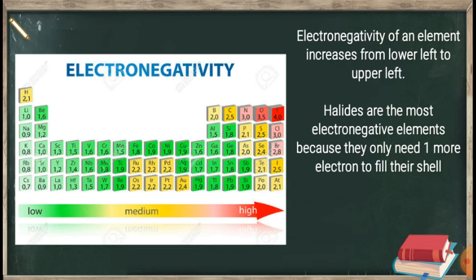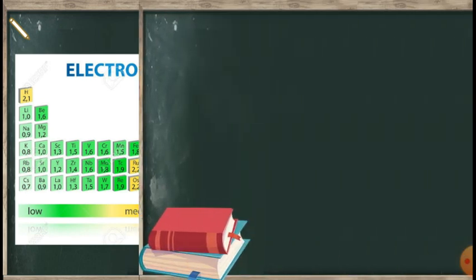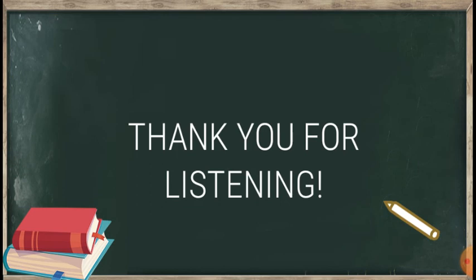And we also know that the metals on the left side of the periodic table are the least electronegative elements in the periodic table, because they do not want to gain an electron, they even want to lose it.